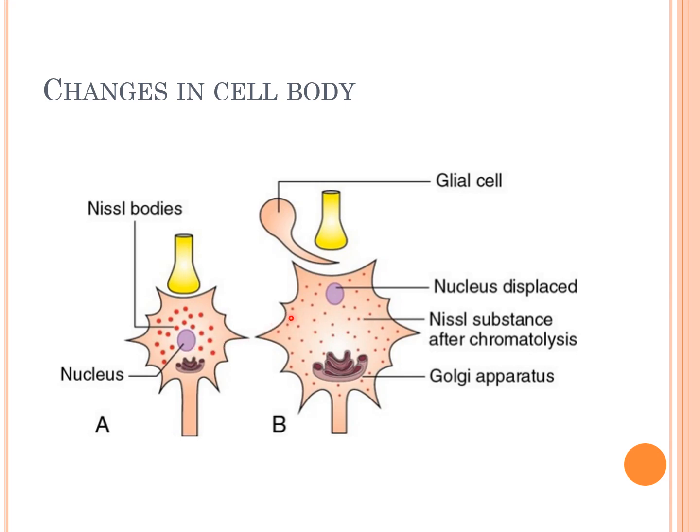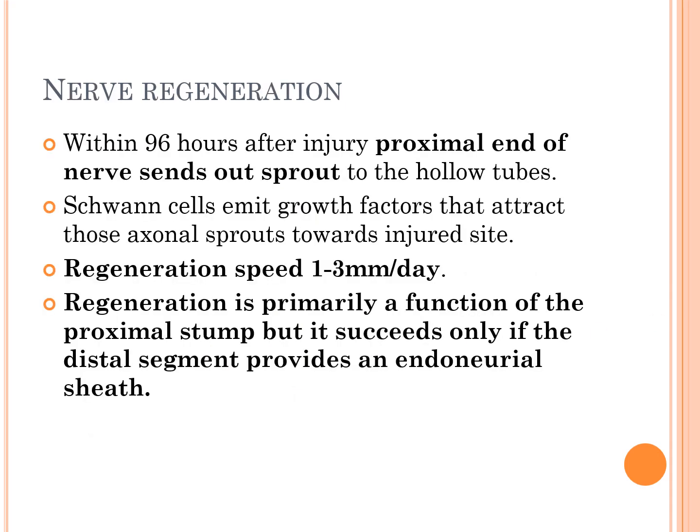These Nissl granules disintegrate and they'll appear like fine dust particles. Finally, they'll disappear, and that process is called chromatolysis. The Golgi apparatus and mitochondria both will also disintegrate. So all these changes are called degenerative changes which occur in the proximal site. So proximal degeneration or the retrograde degeneration. So this is about degeneration.